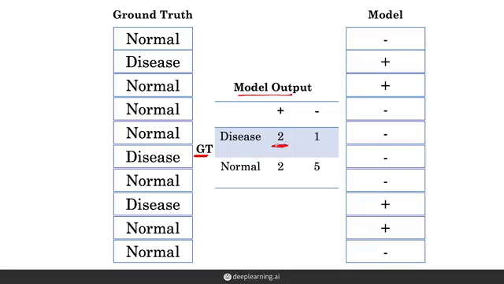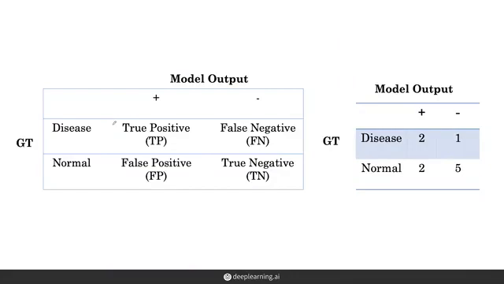For example, in this cell we would have the counts where we have a ground truth of disease and a model output of positive at the same time. So here we have this and then this example. So that's two examples. The sum of these four cells should be the total number of examples, which is 10. These four counts are more generally known as true positives, false positives, false negatives, and true negatives.